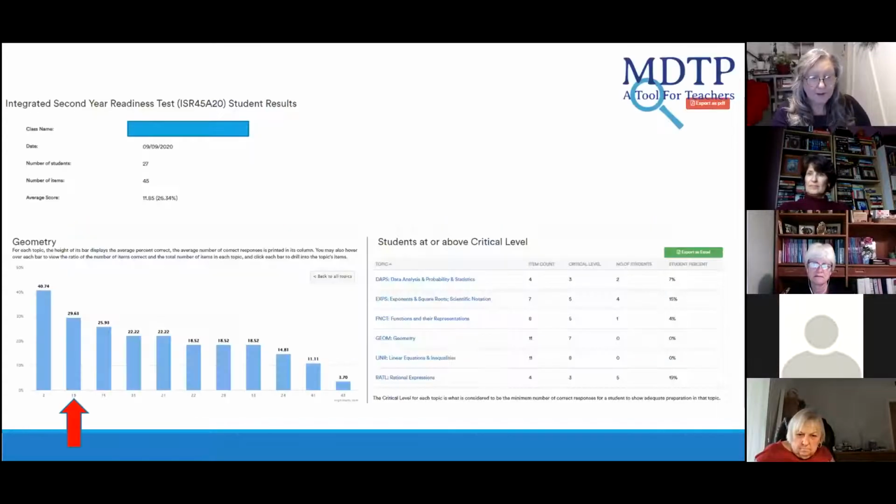So again, I've taken the liberty of diving into some data, and this particular class took the Integrated Second Year Readiness Test with 27 students. And I, on the other hand, am using this as an opportunity to look at which students know quite a bit of the information or seem to be fairly strong in this particular topic. And so I looked at the data here on the left, and I saw that this item 19 did pretty well for most of my students.